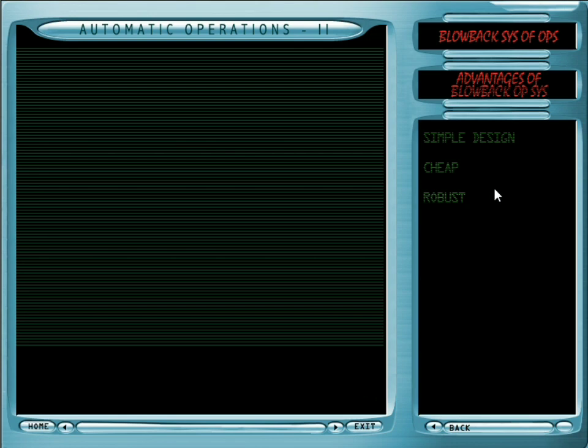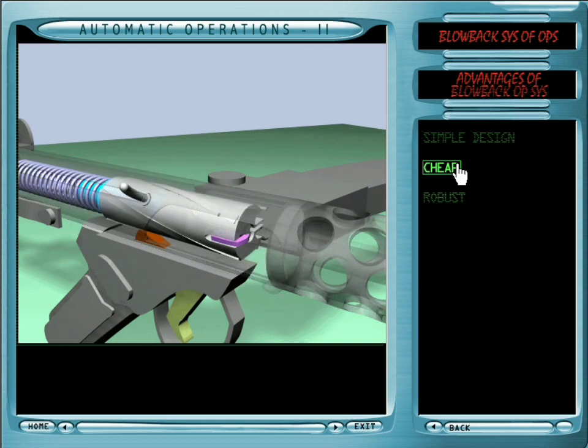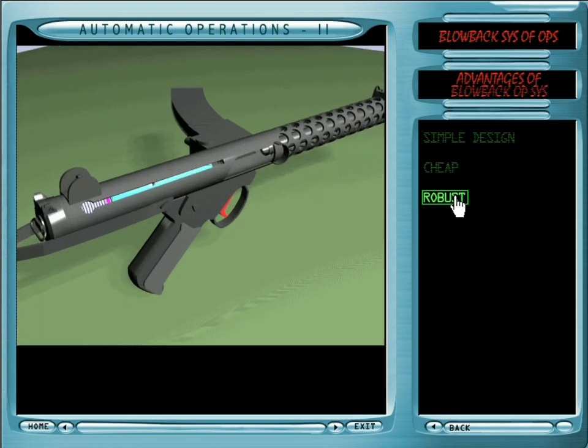Advantages of blowback operation. Simple design and working. As compared to gas operated weapons, blowback operated weapons have a simple design and the working principle is also very simple. Cheap. Owing to the simple design of the weapon, blowback weapons are very cheap to manufacture. Robust. The parts in blowback operated weapons perforce have to be made stronger to take on the blowback force. Therefore, the weapon is also sturdy.